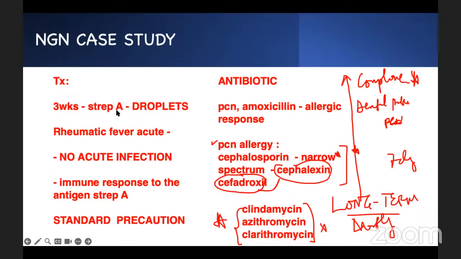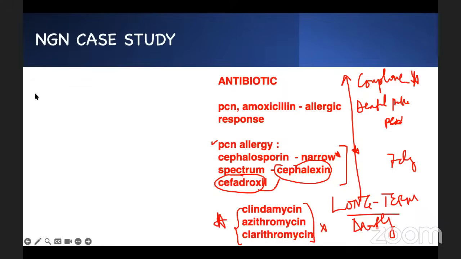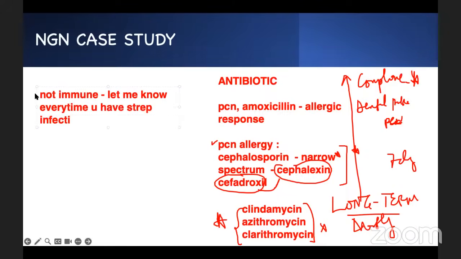And the other thing too is that when you get the strep, you are not immune. That's key. You are not immune to the condition. You will need to let me know every time you have a strep infection, because your risk of acute rheumatic fever is more than 2 times that of the general population. So you are not immune. You can get recurrent disease.